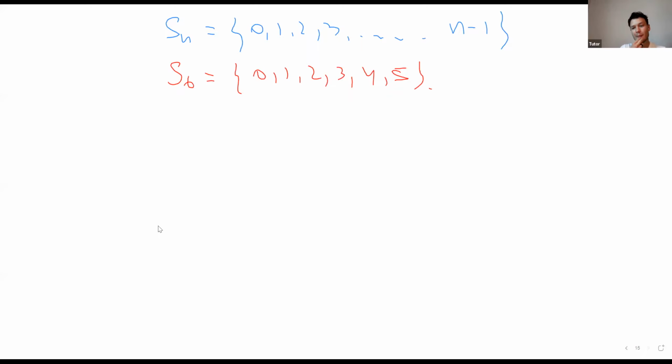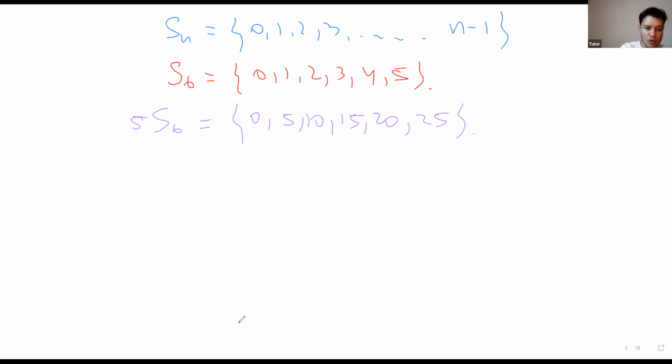Let's take this set S6 and look at it in more detail. Let's say I multiply this set by 5. So I look at the set 5 times S6. What do I see? I'm going to get back the set 0, 5, 10, 15, 20, 25, right?